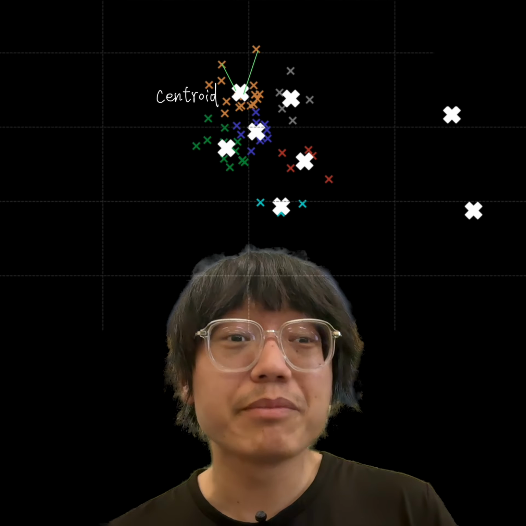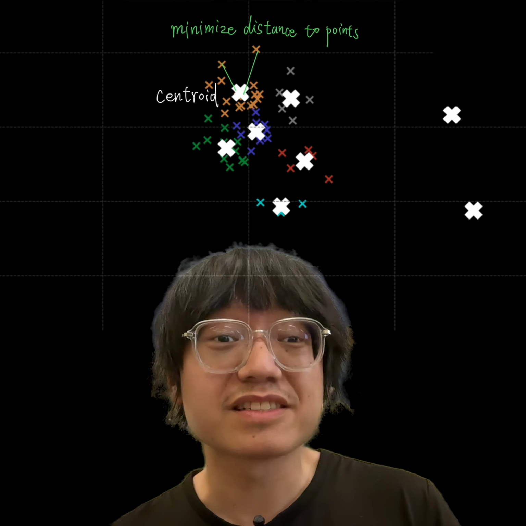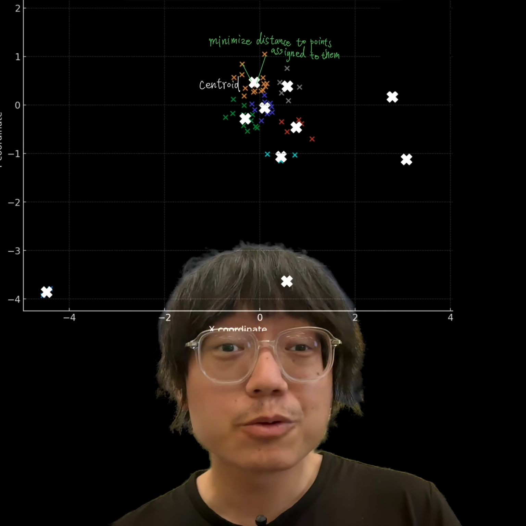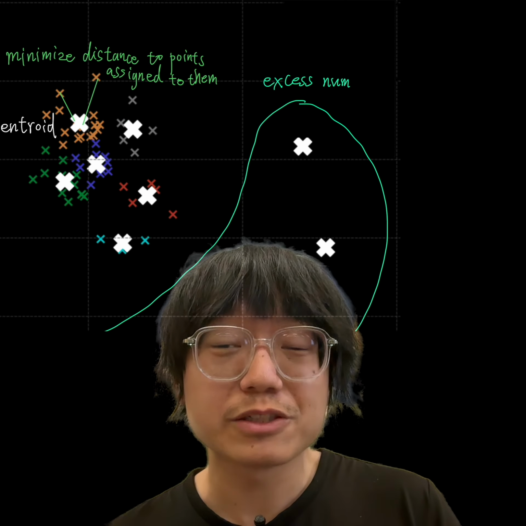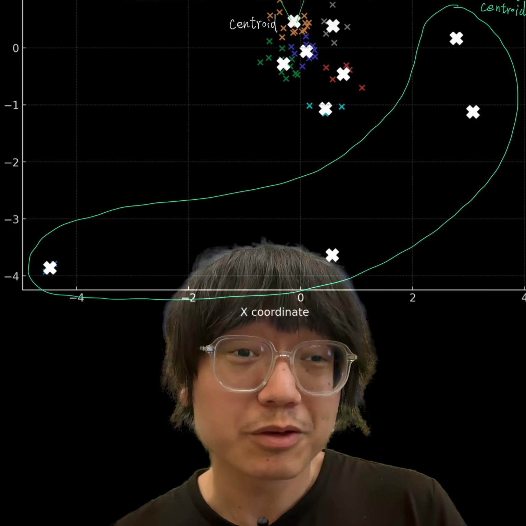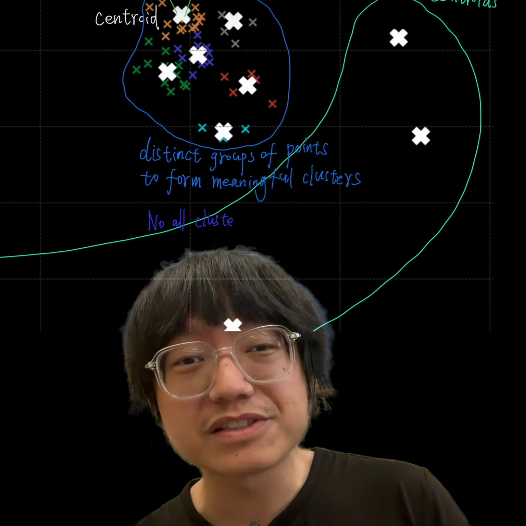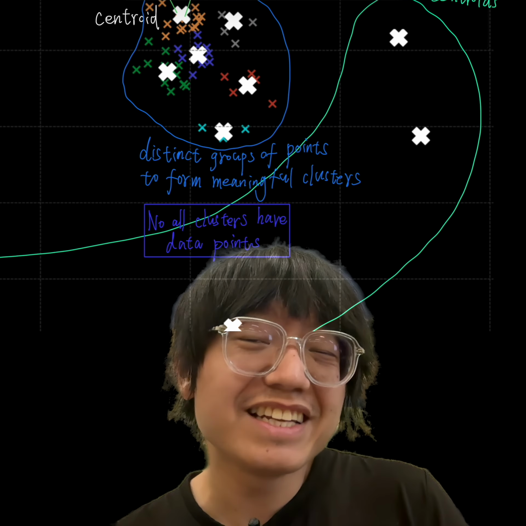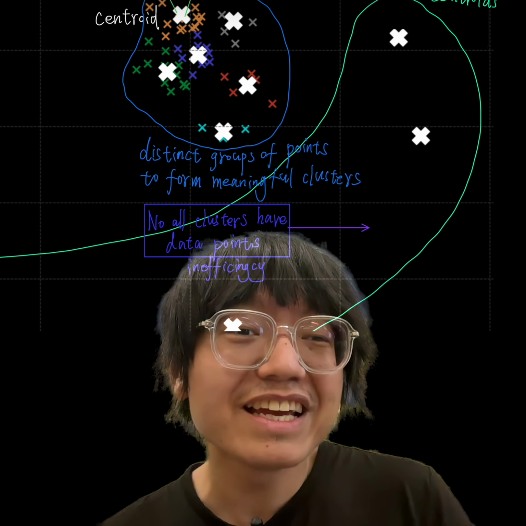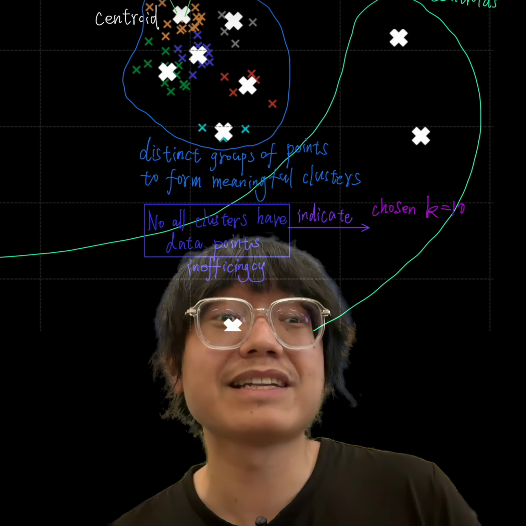These centroids try to position themselves where they can minimize the distance to the points assigned to them. So in this case, with an excessive number of centroids, some may end up isolated if there are not enough distinct groups of points to form meaningful clusters. So not all clusters have data points. This inefficiency indicates that the chosen k is not optimal for this particular data set, right?